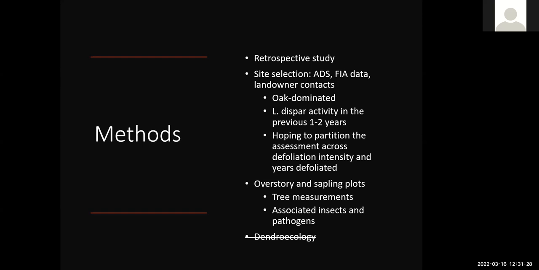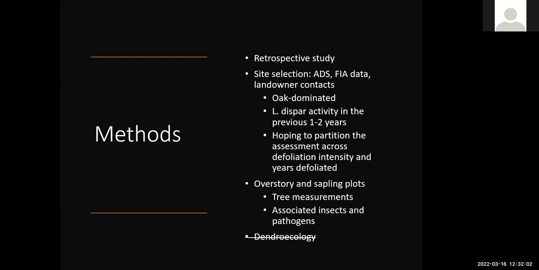We used aerial detection survey data, FIA data, the national inventory data, and then landowner contact. Those are really contacts with local foresters who could guide us towards areas they were concerned about that had been defoliated. As I mentioned, we wanted these oak dominated stands. We had originally hoped to have a range of Lymantria dispar activity in the previous 1, 2, and maybe even 3 years, but that became difficult too.